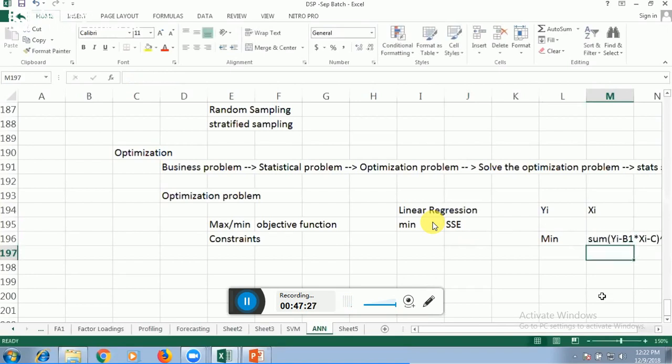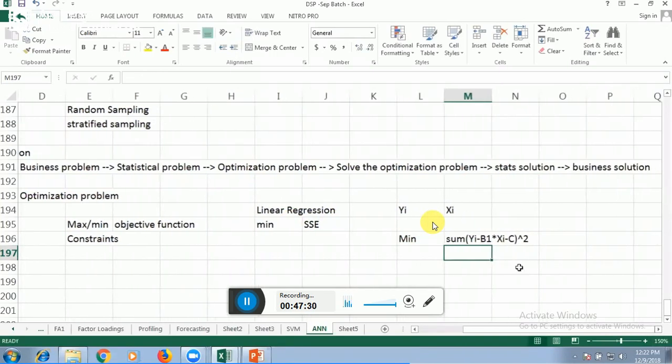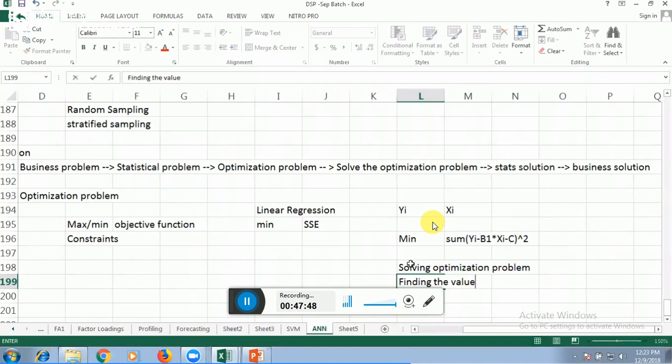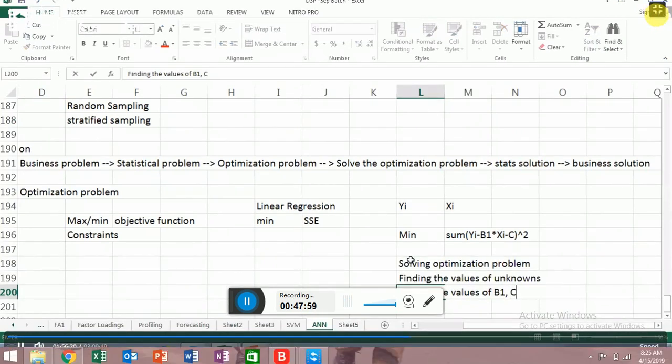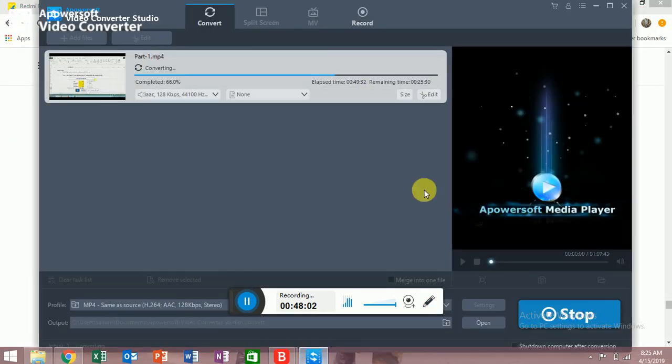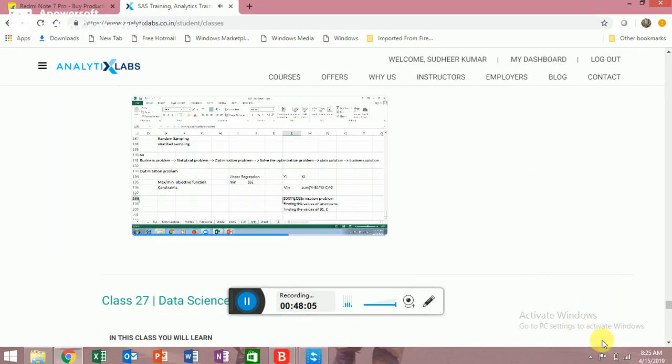So if you look at this one, what are the unknowns in this? Beta and constant. You know your yi, you know your xi. Correct or not? So basically, solving an optimization problem is nothing but finding the values of the unknowns. What is that? Nothing but finding the values of beta and constant in this case. Are you clear? So how will you solve this optimization problem?